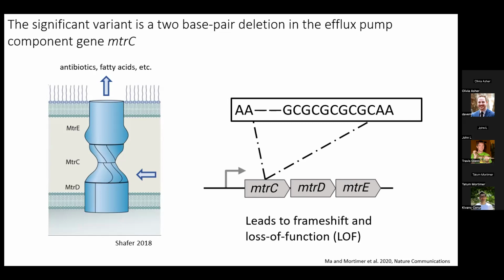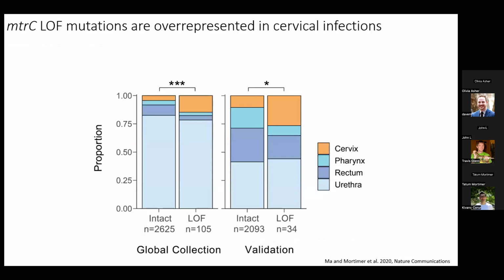And so we were thinking about where gonococcus is generally living. I told you before that it is often transmitting between mucosal surfaces in the pharynx, rectum, urethra, and cervix, all of which have different oxygen availability, pH, and other microbiome. So we decided to look at the distribution of this mutation across those sites of infection. And what we saw was that MTRC loss of function mutations are overrepresented in the cervix. When we looked in the literature, there was some evidence to suggest that these pumps do have a fitness cost in anaerobic environments where there is low pH. So that kind of describes the cervix.